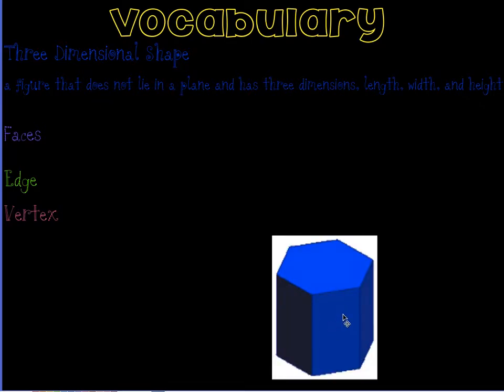Right, so here you have your example of a three-dimensional figure. It cannot lie in one plane because of the fact that it has that height to it, or some people will call it depth. So that's why it does not lie in one plane or in a plane.